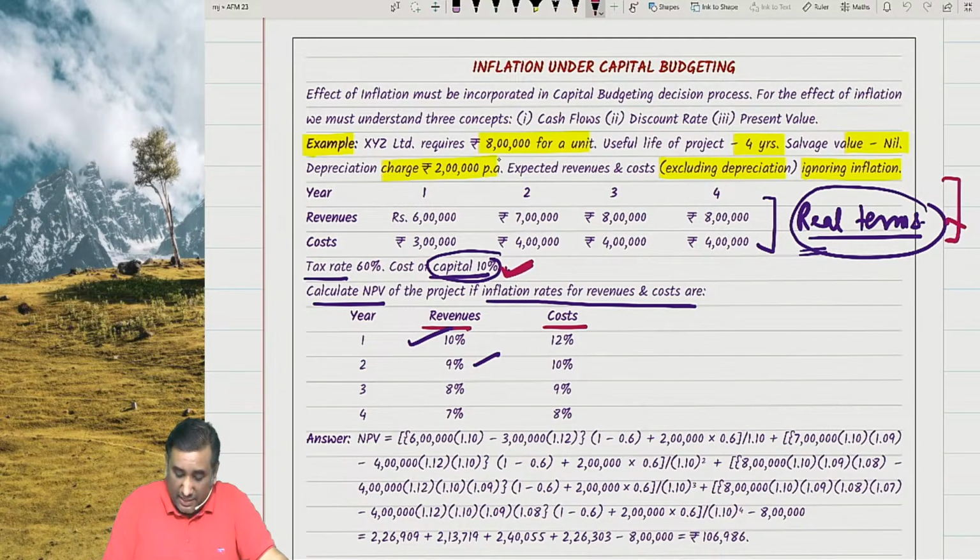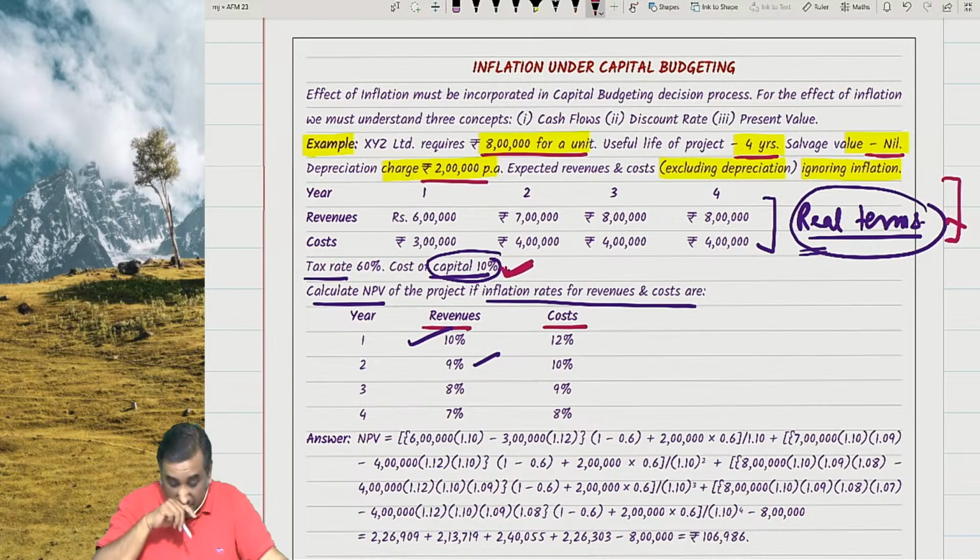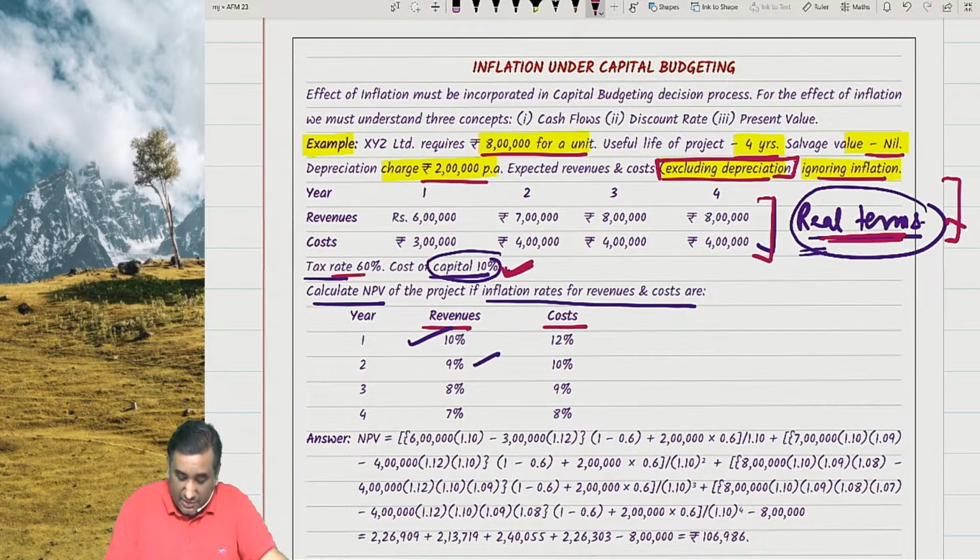XYZ Limited requires 8 lakh for a unit, useful life 4 years, salvage value nil, depreciation charge 2 lakh per annum, expected revenues and cost excluding depreciation and ignoring inflation. That means all these figures are given in what term? Real term. Tax rate 60, cost of capital 10. Calculate the NPV of the project if inflation for revenue and cost are as under.